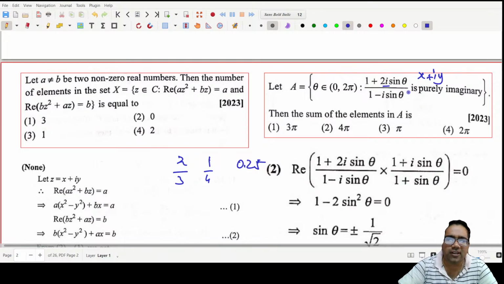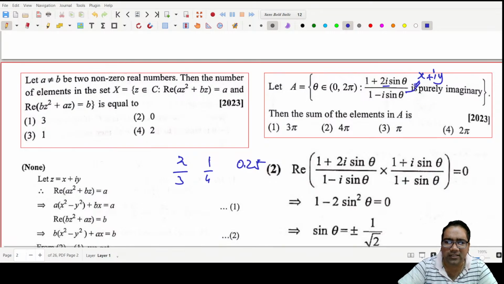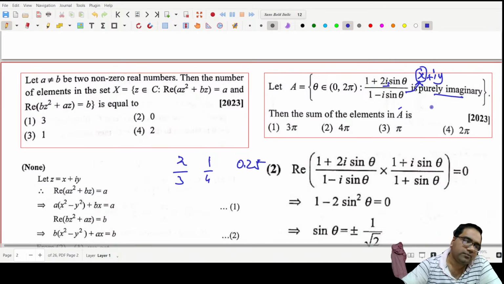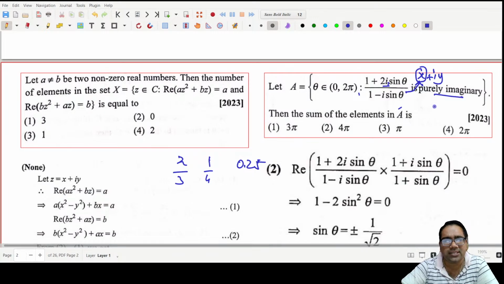So what we are trying to do is first get this into this format, because we have two i's, right? We don't want two i's. We want only one i. We want to first figure out what exactly this complex number is in our regular notation. If it is purely imaginary, that means this x will be 0. We want to get this into our regular notation of x plus iy so that we can say if it is purely imaginary, that means x equals 0.